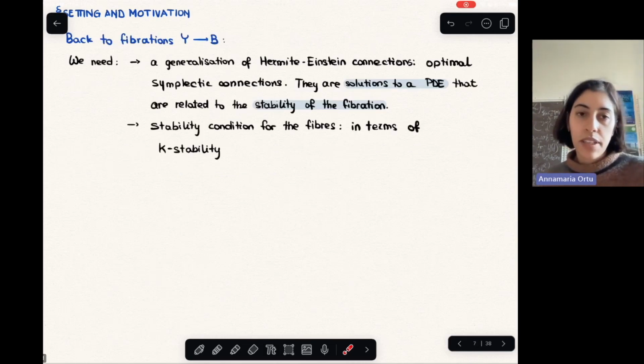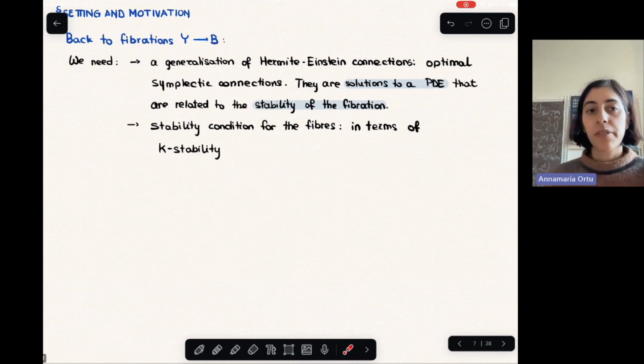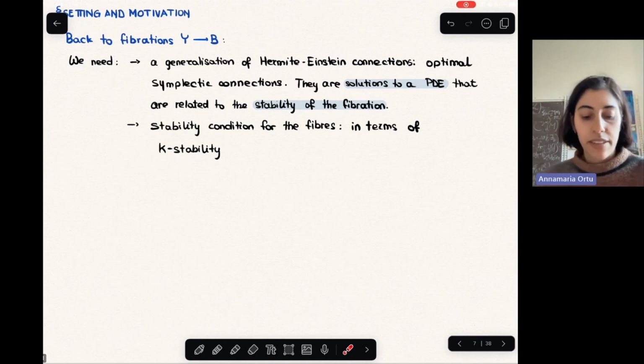So if we now go back to the fibration setting, I will explain how to generalize this picture in the case of more general fibrations. In the case of a fibration Y over B, we first need a generalization of Hermite-Einstein connections, which are these optimal symplectic connections that I will explain later. These are essentially solutions to a geometric PDE that involves different curvature quantities on the fibration, and they are related to a sort of global stability of the fibration.